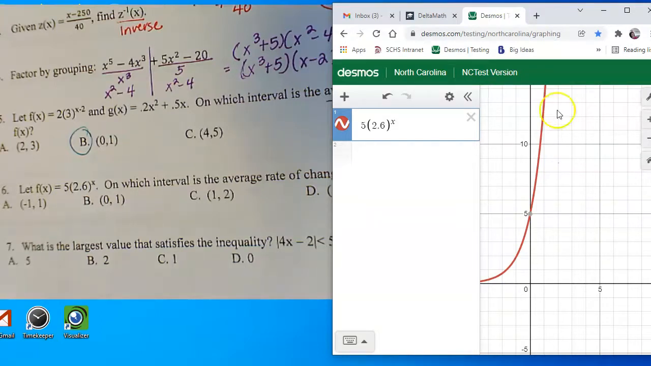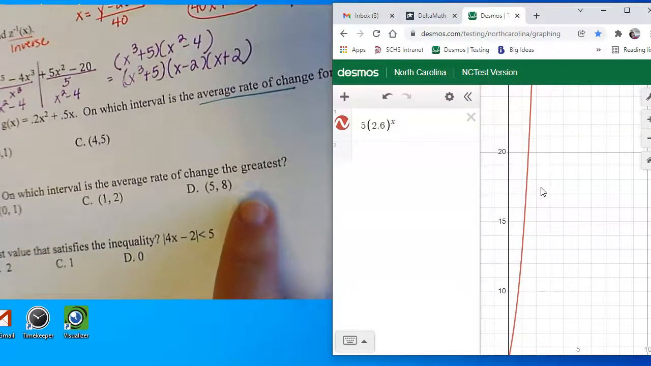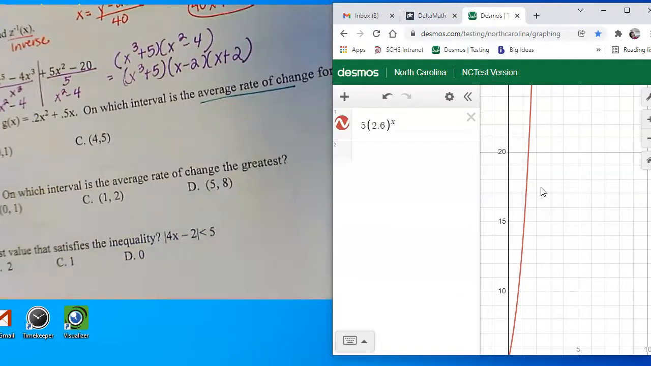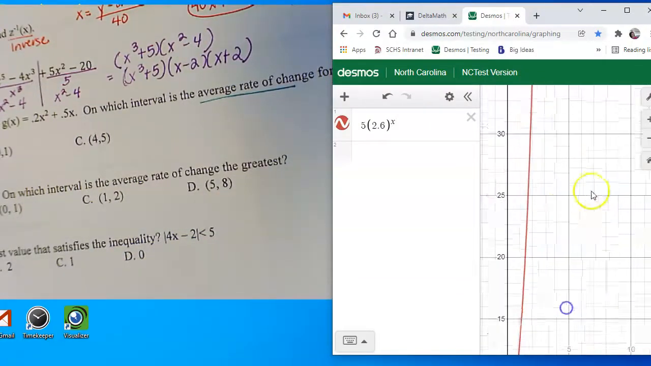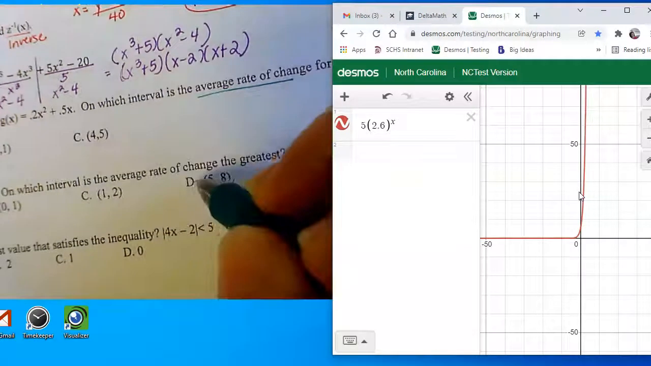Okay, let's look at from 1 to 2. So 1 is up here somewhere and 2 is up there. What do you think? That's pretty big too, isn't it? And then 5 to 8. I can't even get to 5 because it's so fast, because it's going straight up and down. So which one do you think it is? 5 to 8. 5 to 8 is bigger.